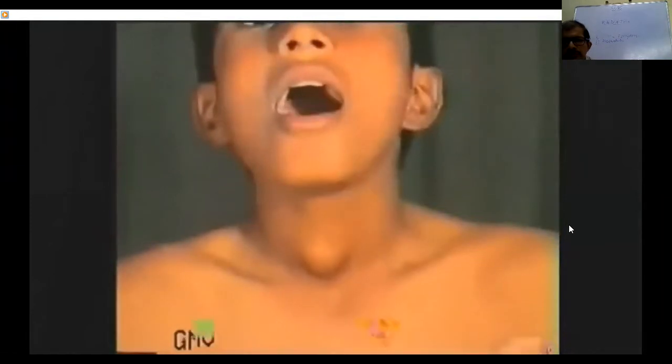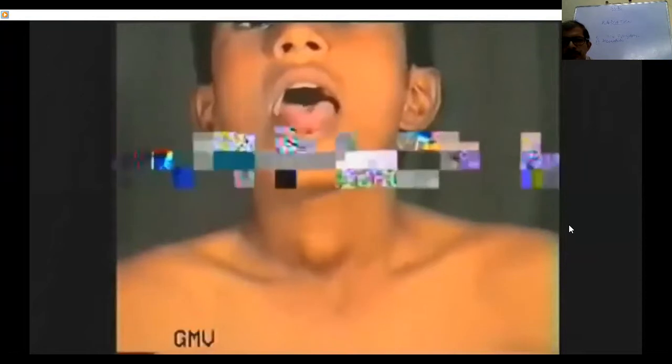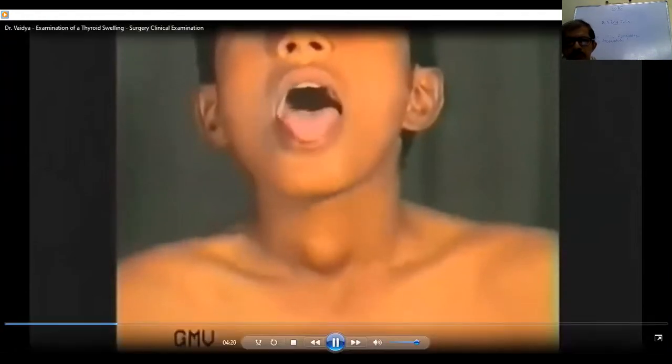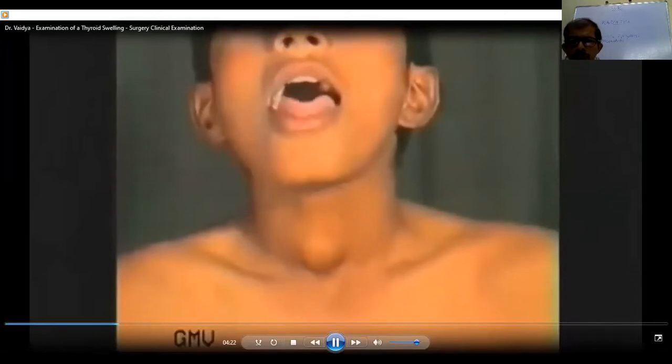If the swelling is a nodule close to the midline, you must also test for its upward movement on protrusion of the tongue. Ask the patient to extend the neck and open the mouth wide. Now, keeping the mouth open, let the patient move the tongue out and in. This is a thyroglossal cyst. Note the upward movement of the swelling as the tongue is protruded. This sign is diagnostic of a thyroglossal cyst, which is connected to the foramen cecum of the tongue.